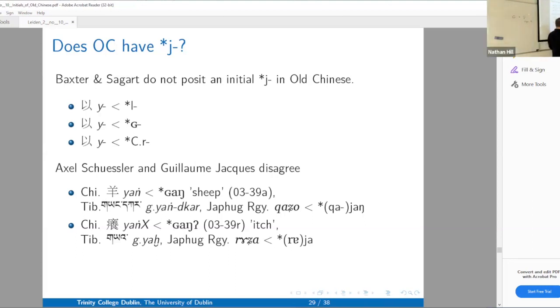Yeah, and to take another one, this itch word, see here, we don't get a uvular in Javanese. So we have itch in Chinese, which is yang, and then we have yao. Okay, this final is genuinely irregular here, so maybe you can just say they're not cognate. So we should say the uvular is the problem. But whatever, I'm not trying to convince you that these cognates are real, I'm just trying to communicate to you that Jacques and Axel Schuessler think they're real.